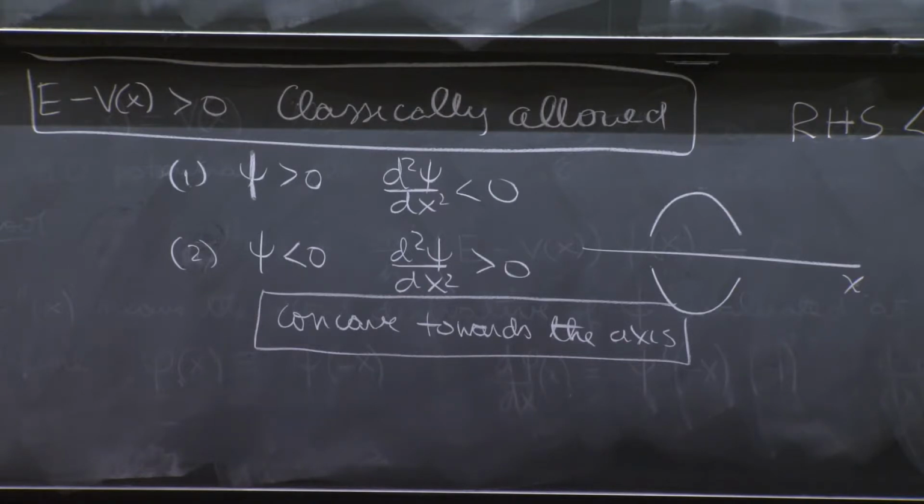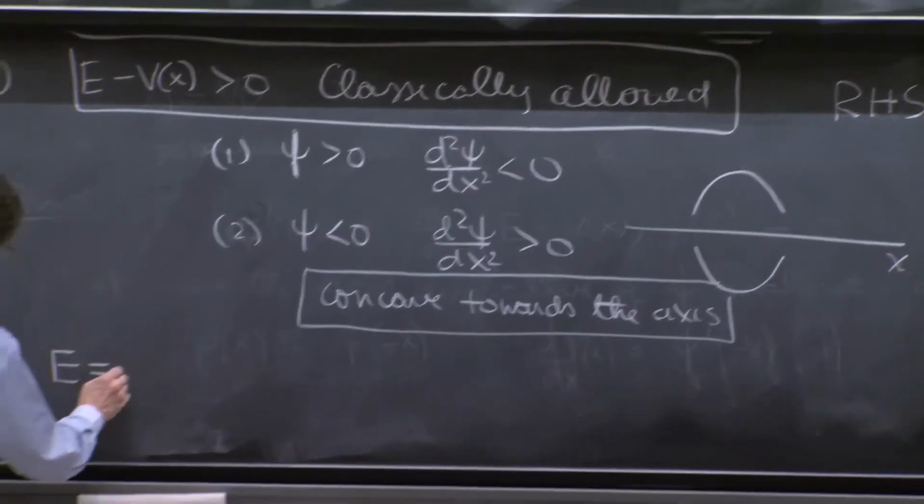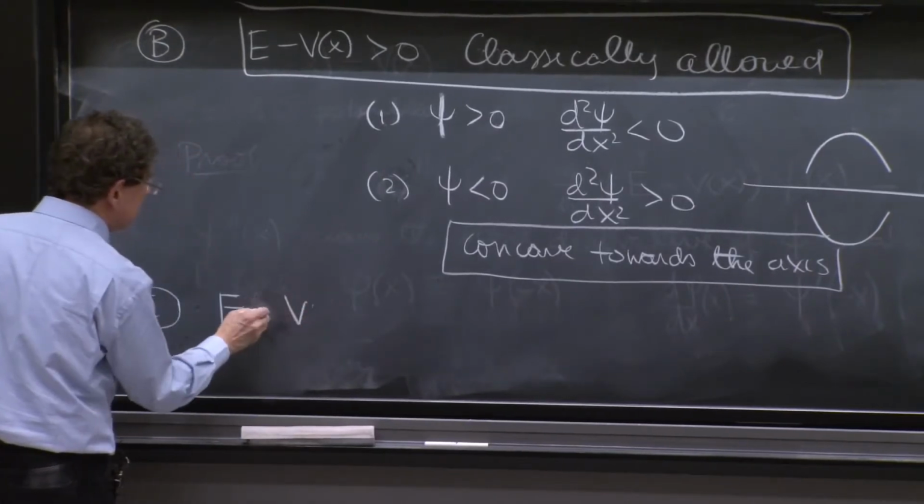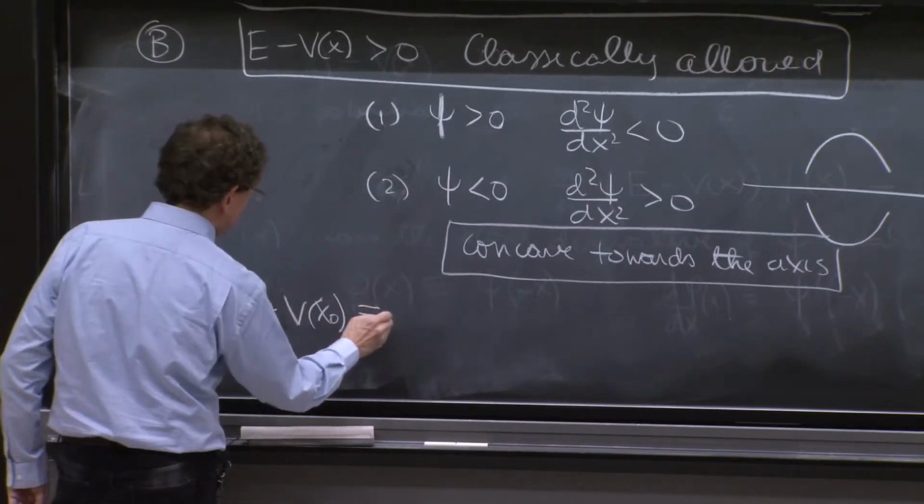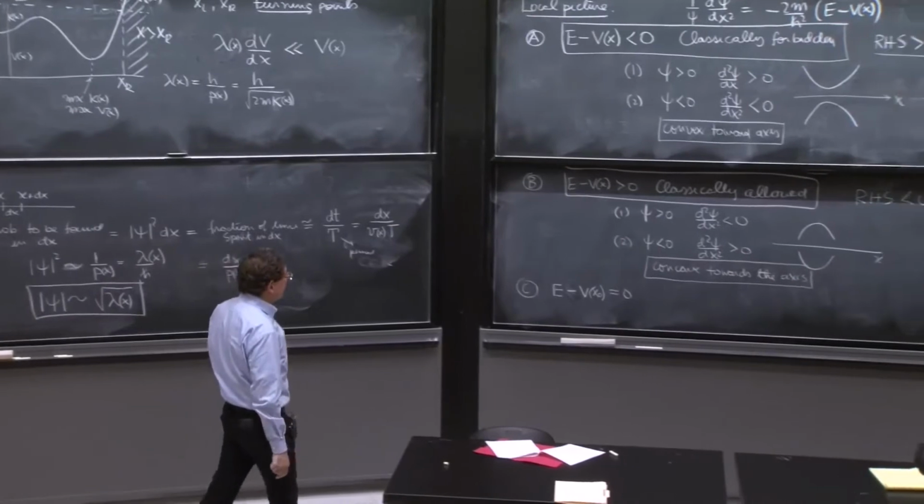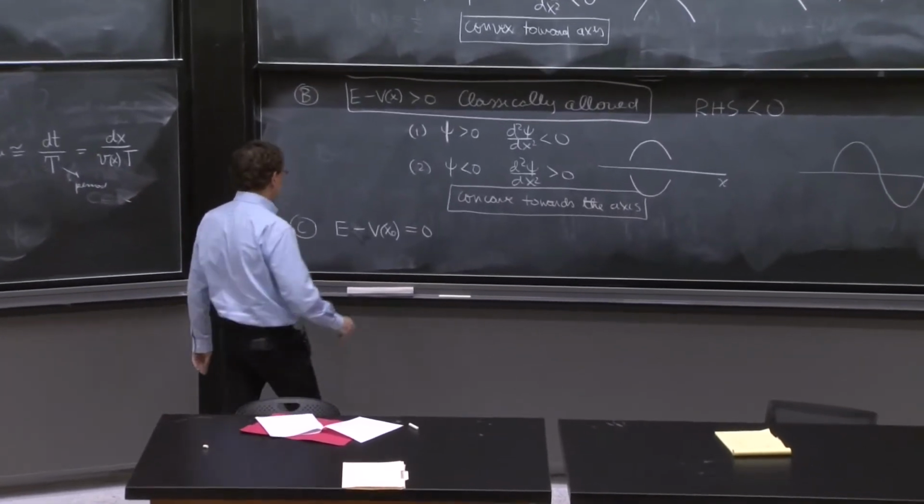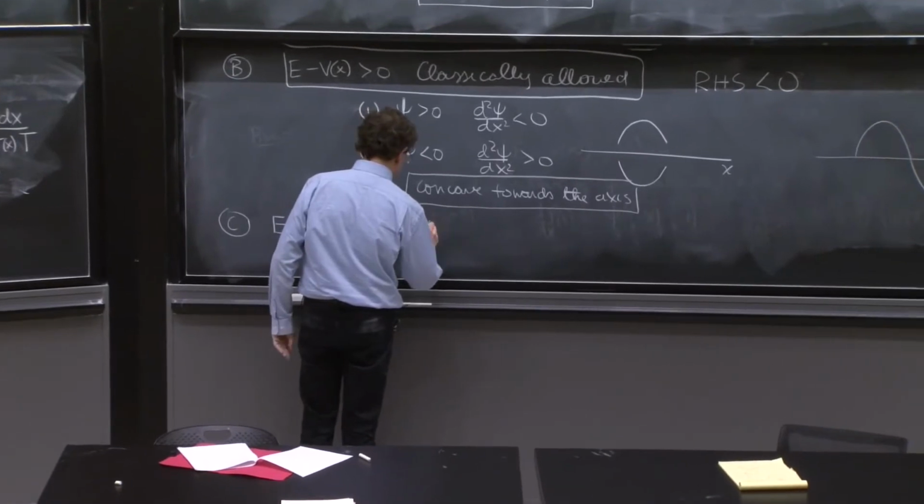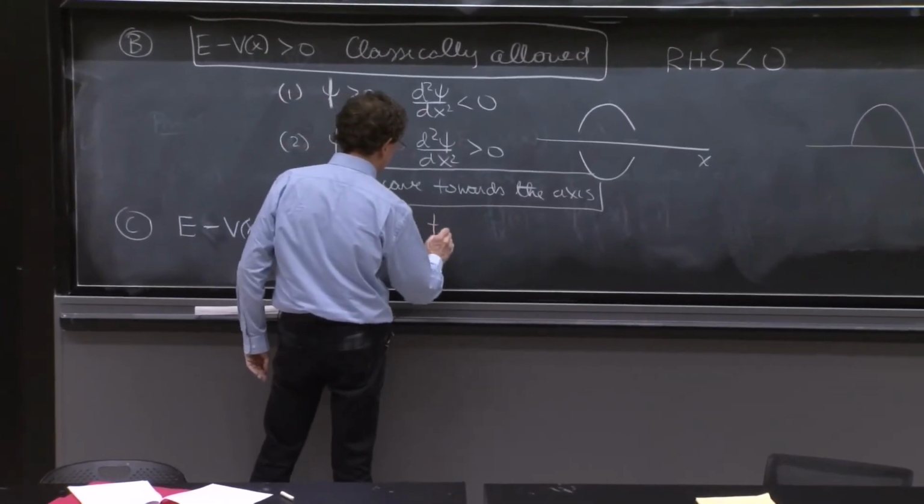So one more case, the case C, when E is equal to V of x, or E minus V of x is equal to 0. So we had the negative, the positive, and 0. How about when the potential at some point is equal to the energy? Well, that's the turning points there. Those were our turning points. So x0 is a turning point.